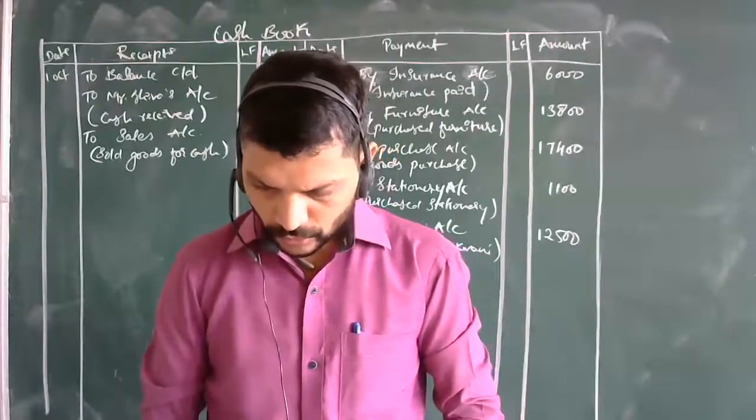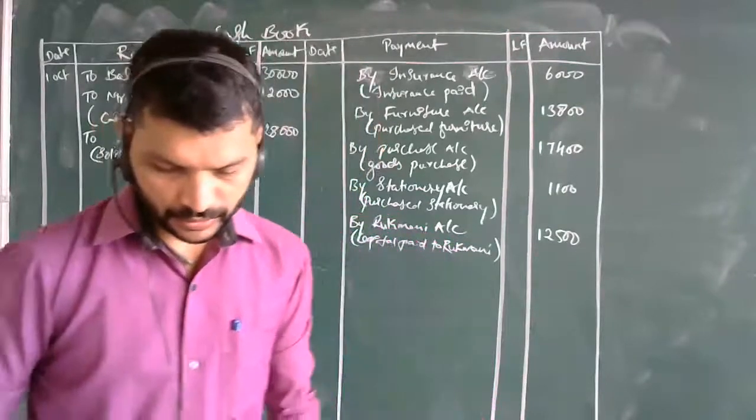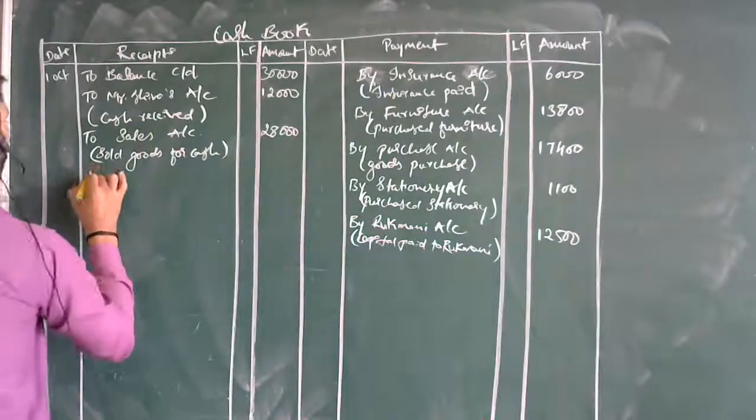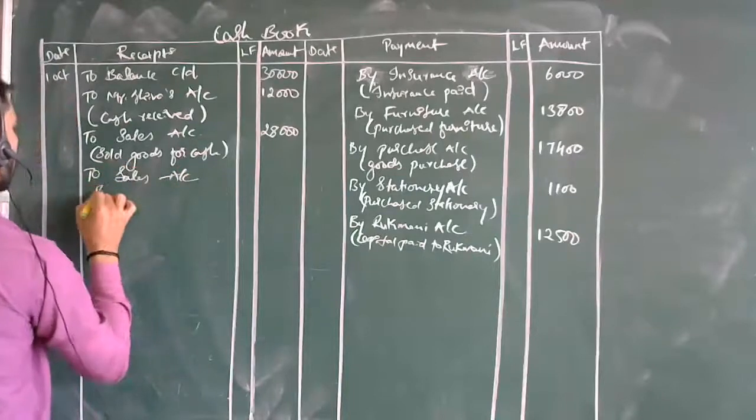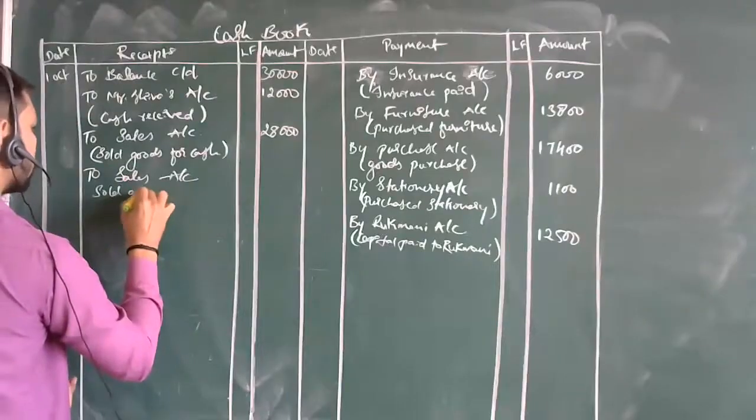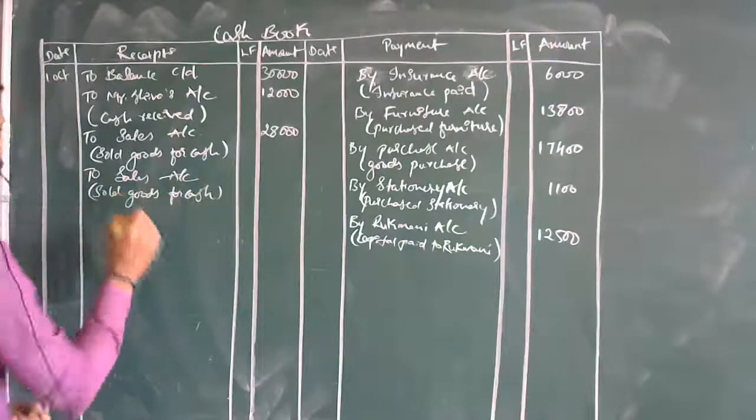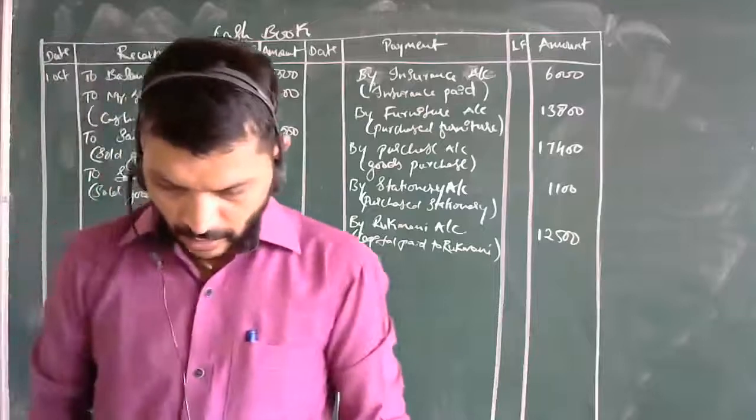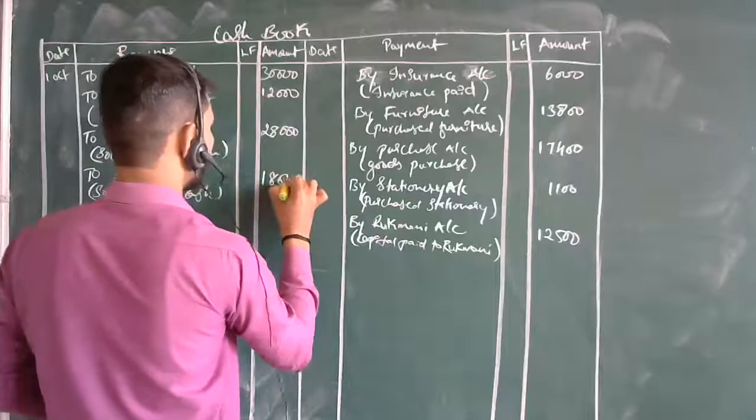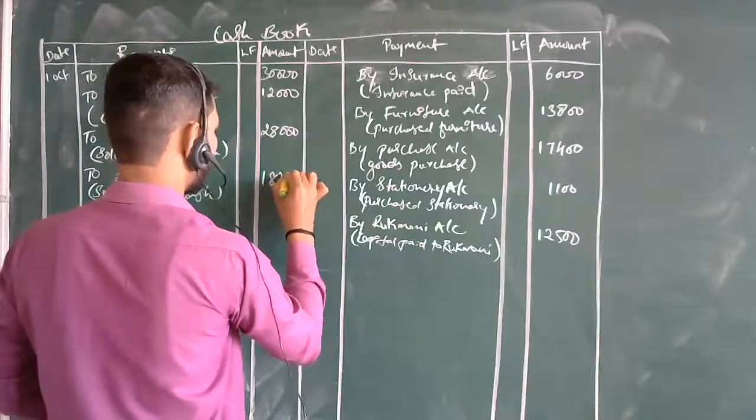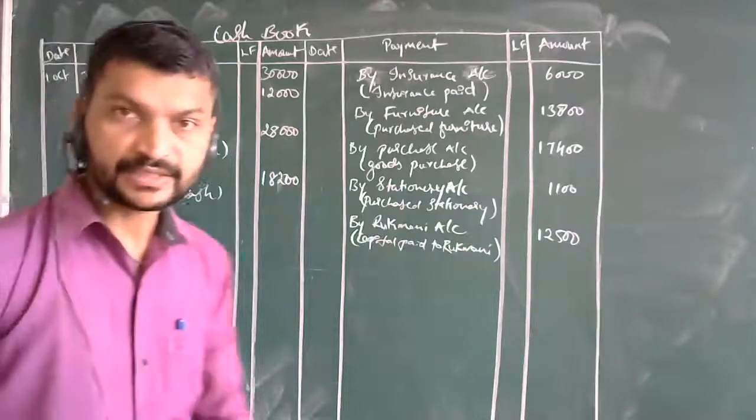Sold goods to Kamal for cash. Means again the sales account here, to sales account. How much? Sold goods for cash. What is the amount over here? 18,200. As usual, 18,200. Okay.